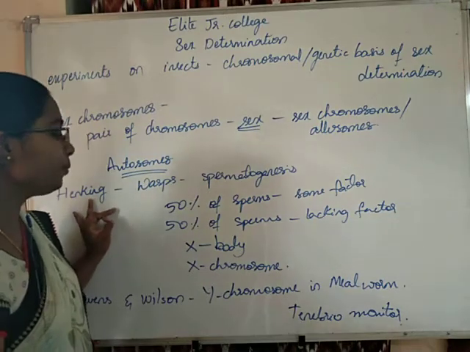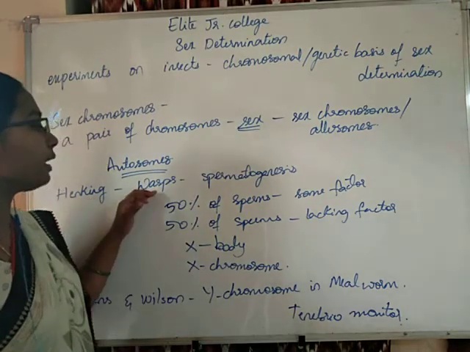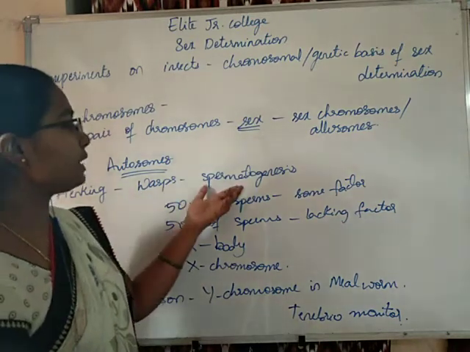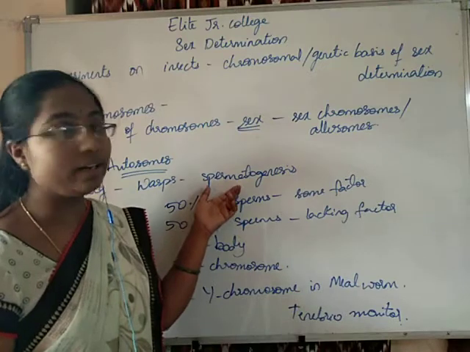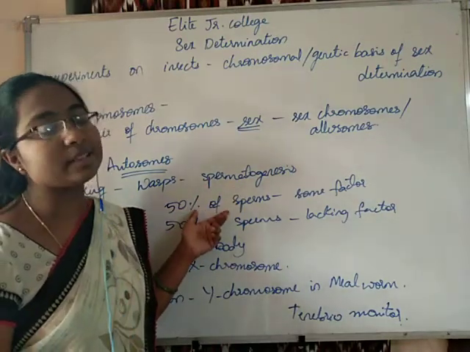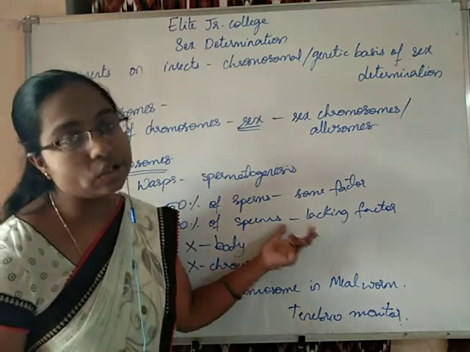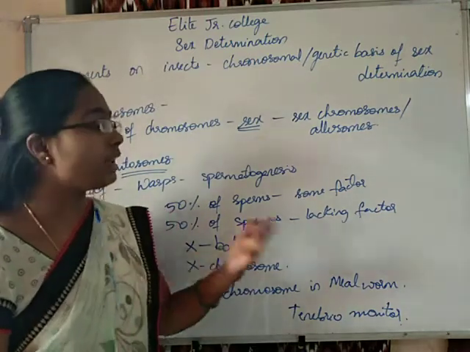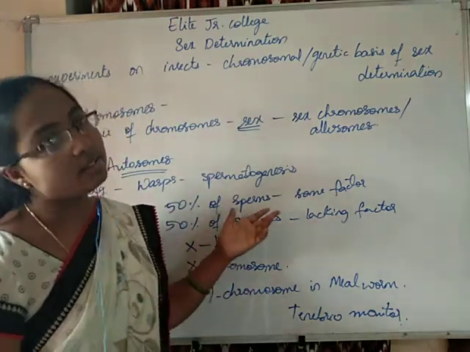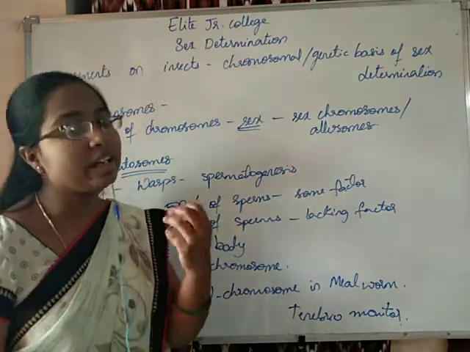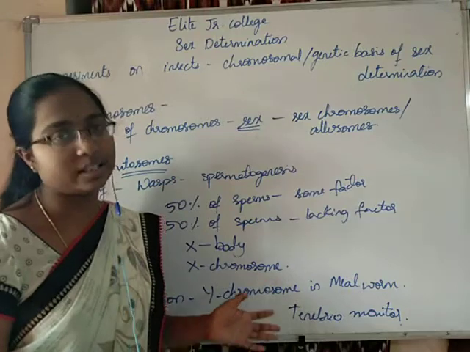So Henking is the person who performed some experiments in wasps. He studied spermatogenesis in wasps and he observed that 50% of the sperms contained some factor and 50% of the sperms were not consisting of this factor. Later on he identified this factor as X body. He named it X body, but he did not know the significance of this X body.